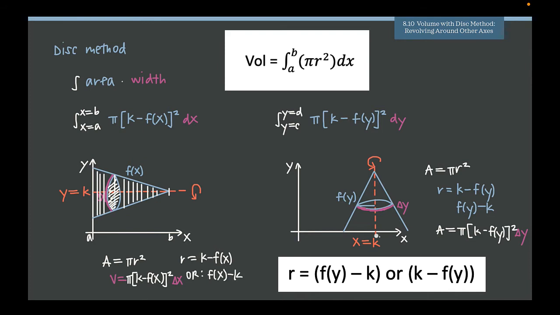And then in order to add up all of these cross sections that we would take from the bottom to the top here, we just integrate this. And so you see everything being integrated. The delta y becomes dy, and we're integrating over y equals c to this point up here, y equals d. And so our limits of integration are y equals c to y equals d. And so that's how we set up an integral to calculate the volume using disk method when we're rotating around a vertical axis.